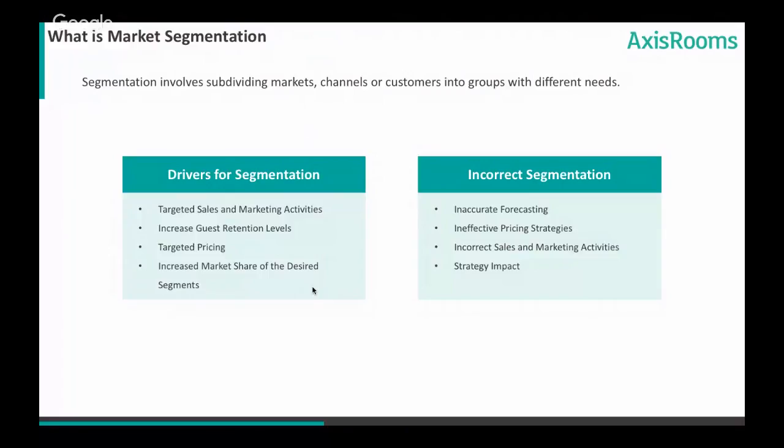Incorrect sales and marketing activities. So your sales guys might be focusing on something completely different to what you actually need to be focusing on to get that business into your hotel. And obviously there is a high level of acquisition cost involved there, so it's not going to be overly profitable for you. And strategy impact. The combination of these three top points will lead to a longer term strategy impact if the organization is not clearly focused and delivering the optimal segment mix. So it's about getting the right level of business mix within your hotel.